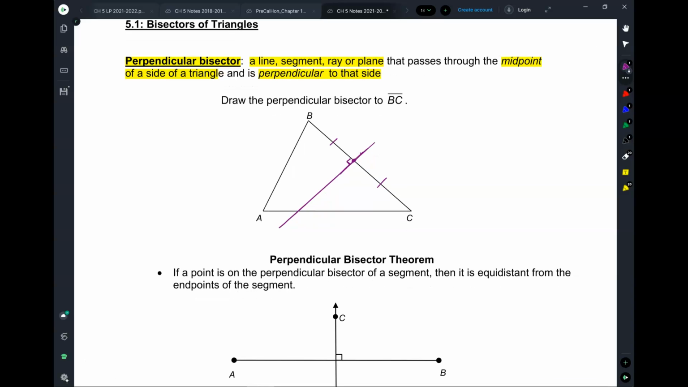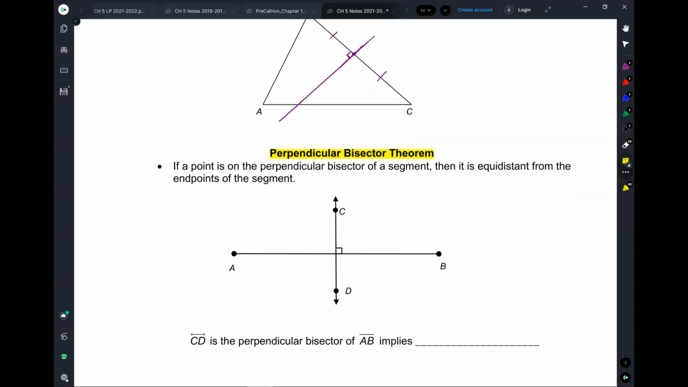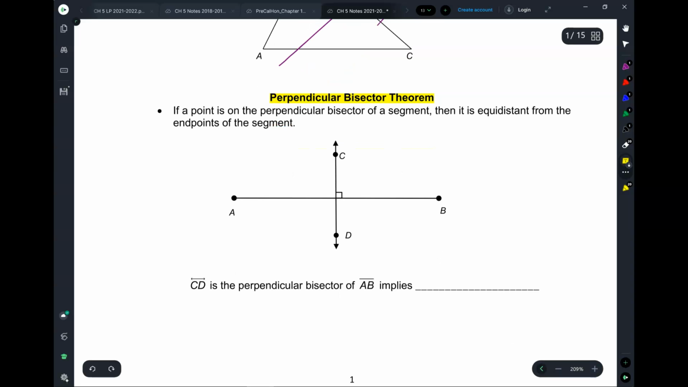Okay? Now, the perpendicular bisector theorem says this: if a point is on the perpendicular bisector of a segment, then it is equidistant from the endpoints of the segment. So this line here, CD, do you see how it's perpendicular to AB, and it's the perpendicular bisector? Okay.